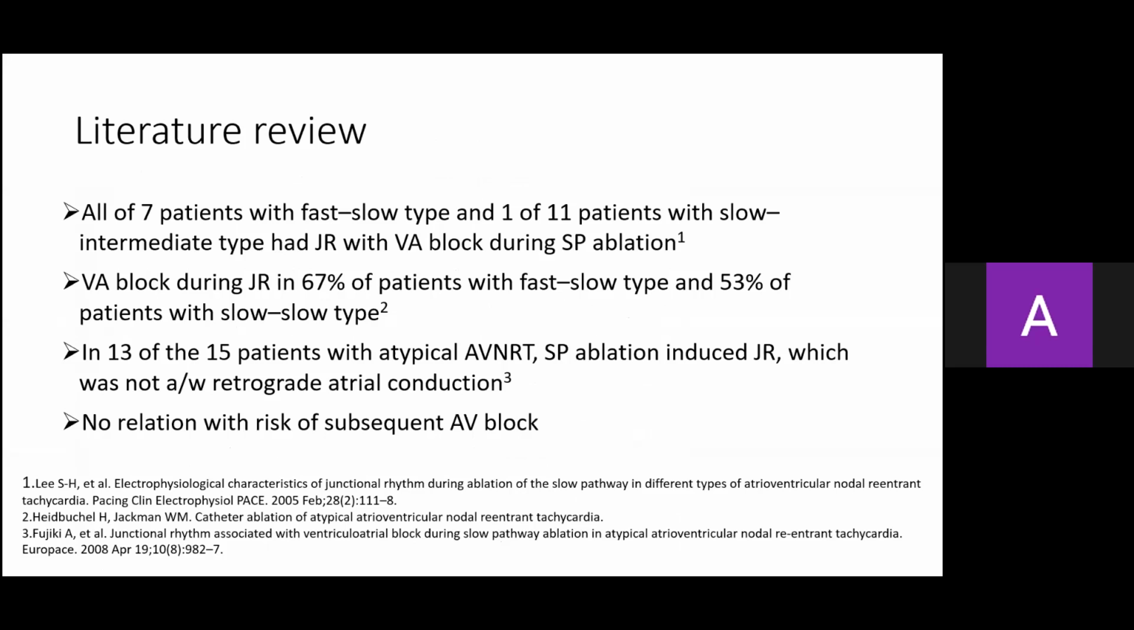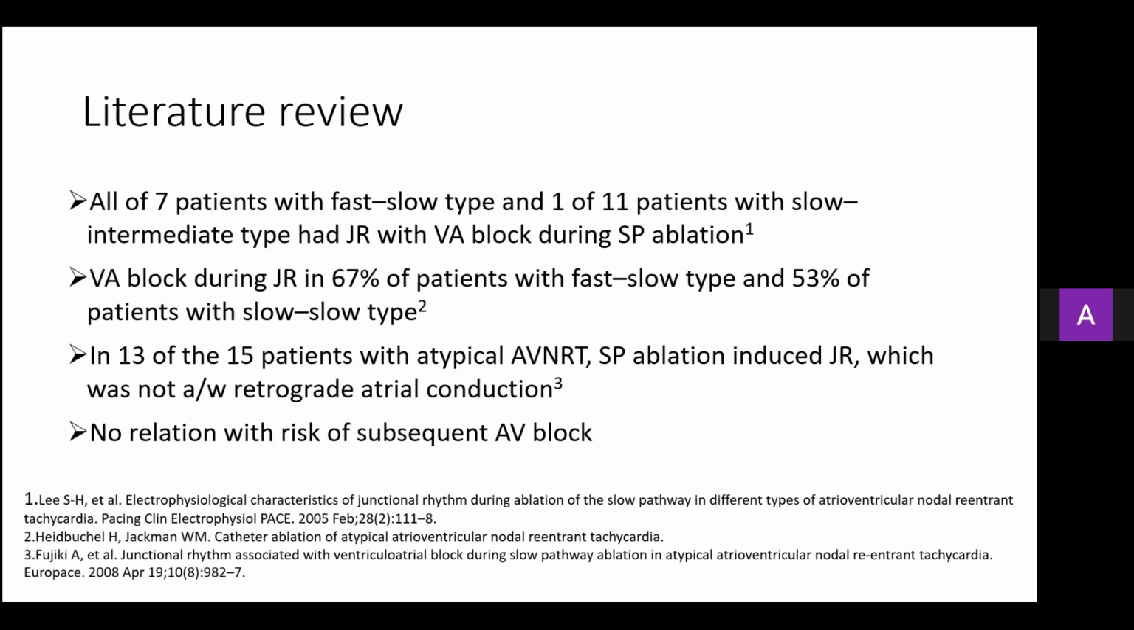We were able to see very few studies in the literature review related to this entity, all just mentioning only the observation of VA block during ablation, but none of them exclusively studied this entity as a separate one. Most of the time, this VA block during junctional rhythm was seen in fast-slow type of atypical AVNRT. In this study from Japan, junctional rhythm with VA block was reported in a larger number of patients with atypical AVNRT during slow pathway ablation, and it actually indicates the successful ablation of retrograde slow pathway conduction. This finding was found to have no relation with the risk of any subsequent AV block.